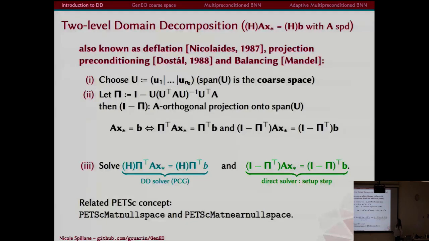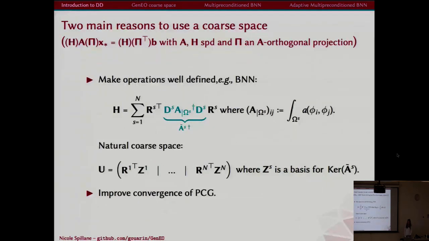Okay, so now instead of solving A x star equals b, well, we have our preconditioner H for starters, and then we have the projection Pi. So this is a two-level method because every time you do a step of PCG, you apply H on one level, and then you have to do the projection, and in the projection you do a coarse solve, and that is the second level.